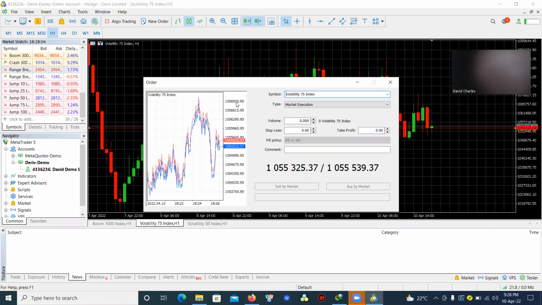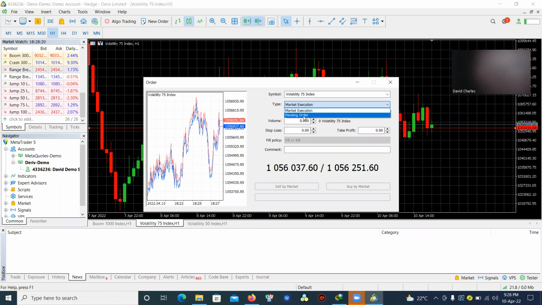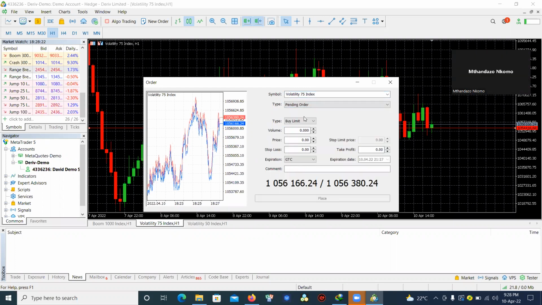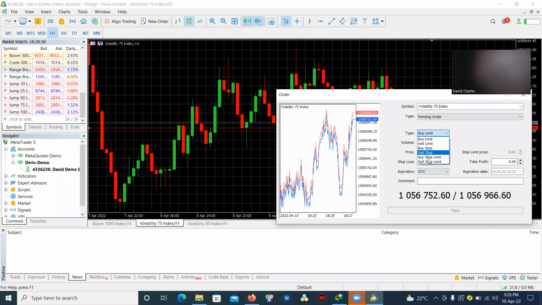Yes. Now, what he meant is, without saying much, you come here to pending orders. Market execution is when he tells you CMP, current market price. That is under market execution. But when he gives you a specific price, that is where you come under pending orders. Under this type, there is a buy limit, a sell limit, a buy stop, a sell stop, a buy stop limit, and a sell stop limit.